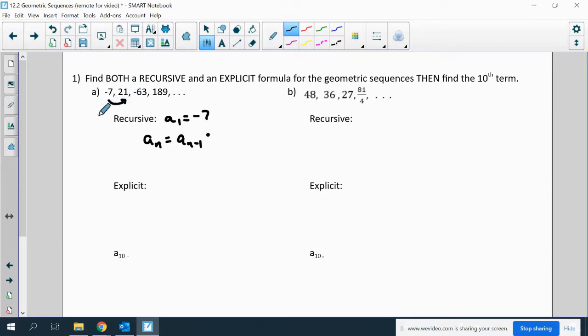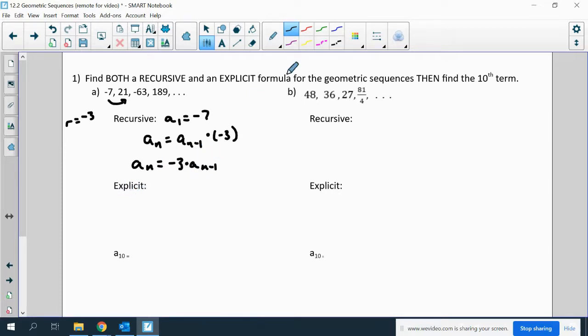And if we look at this, the common ratio appears to be -3. So if we multiply all of these terms by -3, we end up getting the next one. So r, in this case, is equal to -3. So a sub n is equal to -3 times a sub n minus 1.